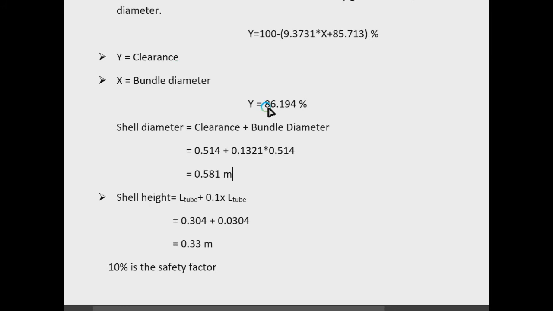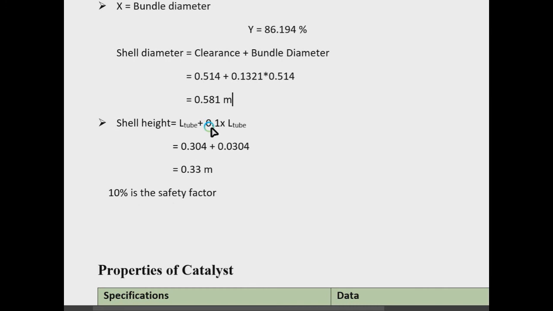The shell height can be calculated by adding the length of tube plus 10% of the length of tube, which comes out to be 0.3 T, because 10% will be for the inlet, nozzle, ejectors, and sprayers if you have them. So 10% extra clearance or safety is accommodated in the shell height. That is the very small difference you will see when you are facing the tubular packed bed reactor. So don't worry and follow this easy procedure. Thank you.